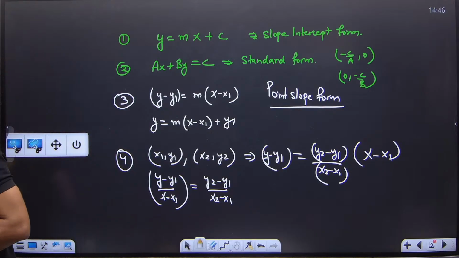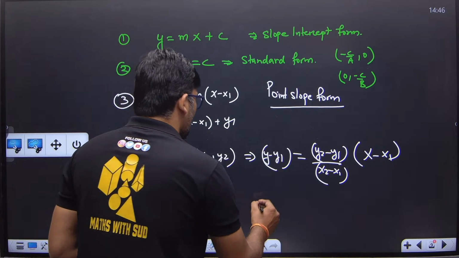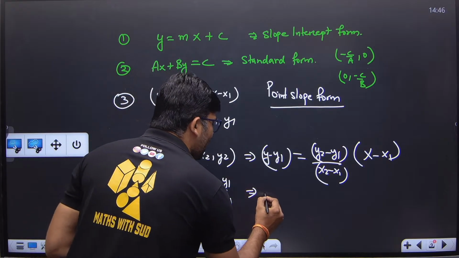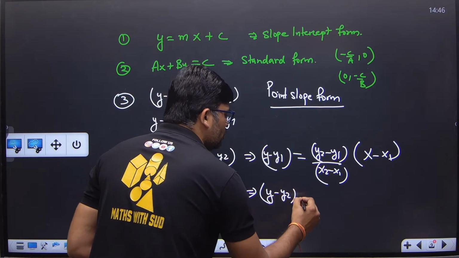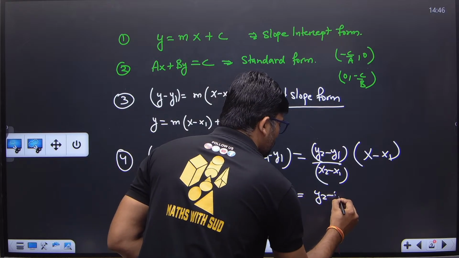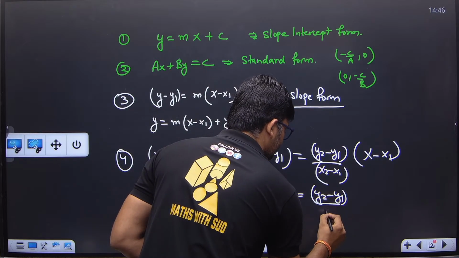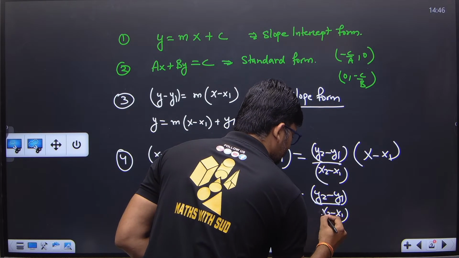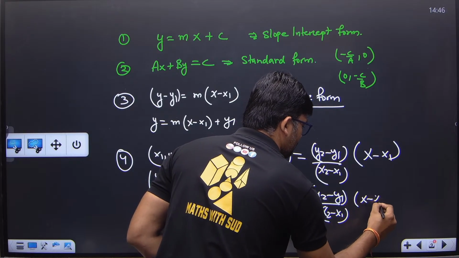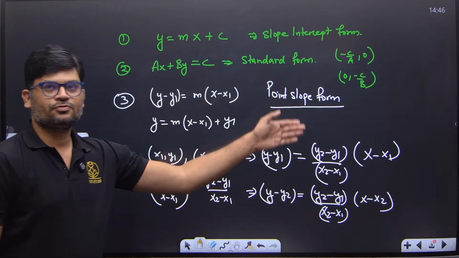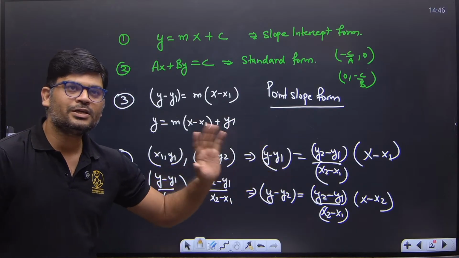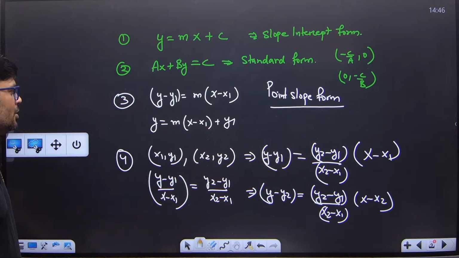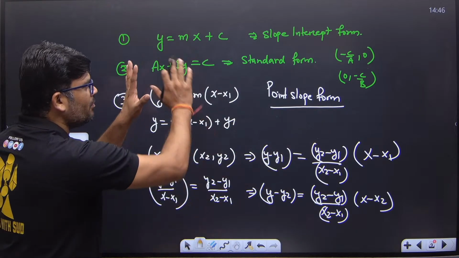Either you get it this way, or you can get one more way, which is instead of y1 you can replace y2 and x2. You can write any of these two. Both will work. Both will end up with the same equation of the straight line. So these are the 4 standard forms of straight lines.